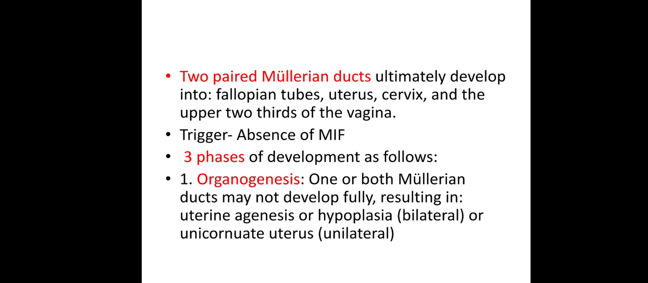Now, there are three phases of development. One is organogenesis. The Mullerian ducts may not develop fully sometimes. Even if there's no testes, no Mullerian inhibiting factor, and it is an XX chromosome with no Y chromosome, so no ovary forming, sometimes the Mullerian duct as such may not develop properly. It can be unilateral or bilateral. Depending on that, it can be uterine agenesis, hypoplasia, or unicornuate uterus. So that's a problem with organogenesis.